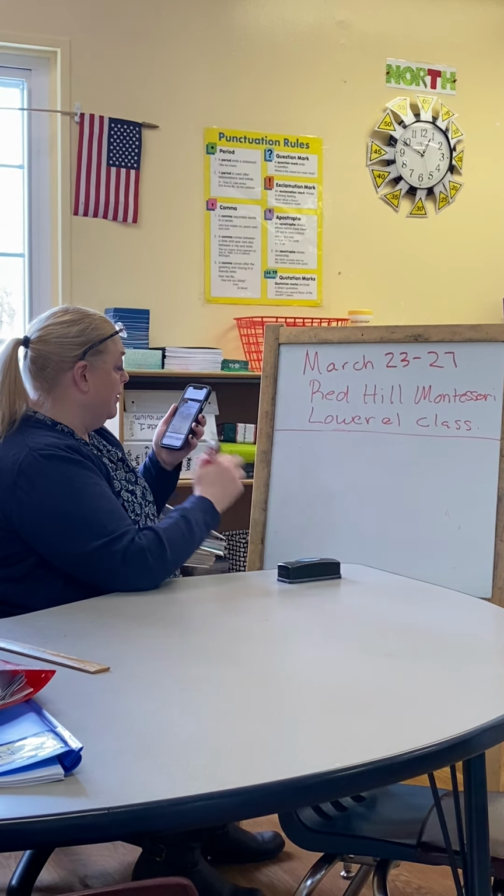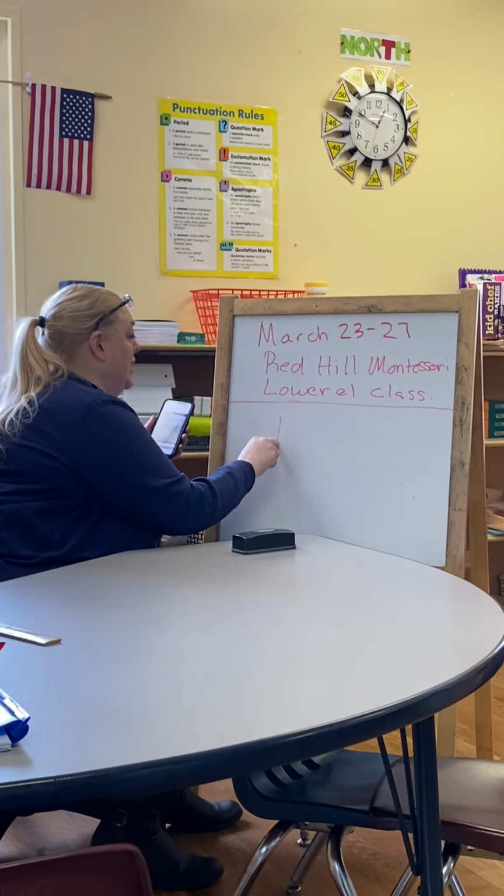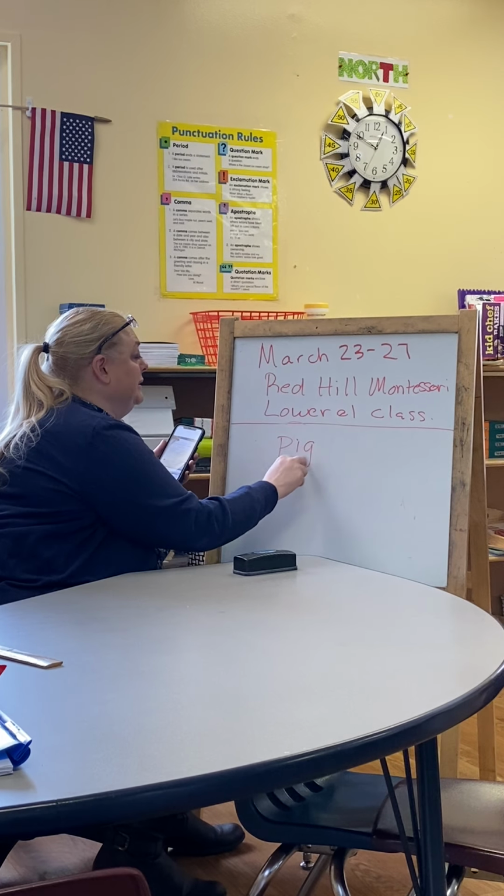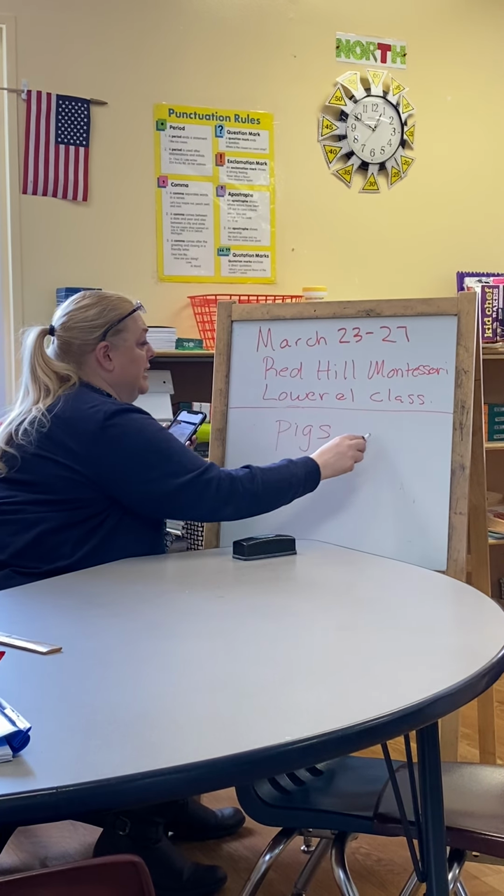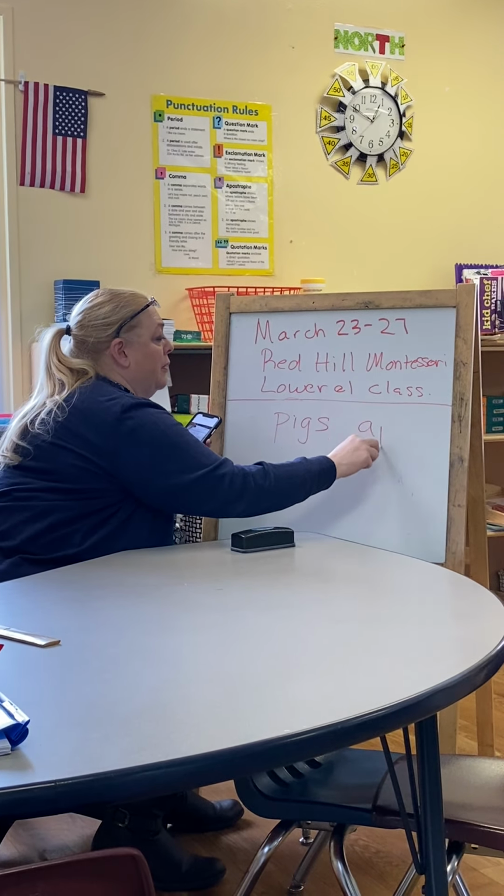At the bottom it says add an S to tell about more than one. So if we add an S to pig, we get pigs. If we add an S to apple, we get apples. Make sense? Okay.